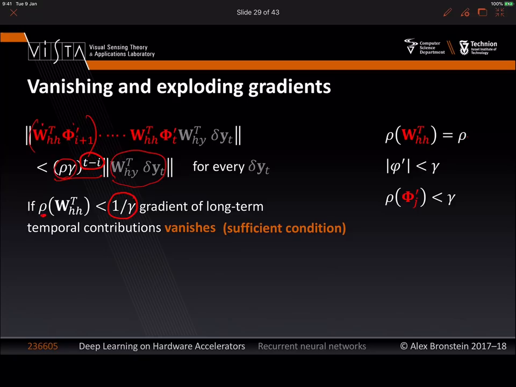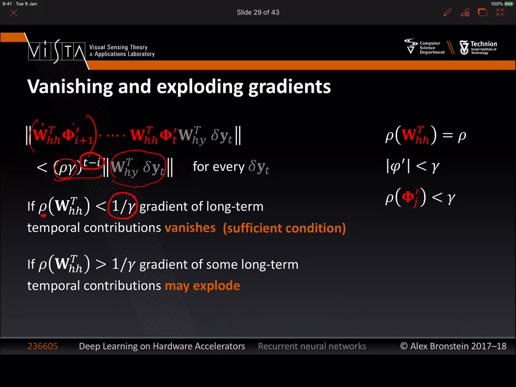Okay. Now we can reverse this statement, and we can say that if the spectral radius of this matrix WHH transpose, or WHH, doesn't matter, is bigger than 1 over gamma, there might be some directions, depending on the choice of this vector and this matrix, basically the direction of an eigenvector with an eigenvalue bigger than 1 overall, in which the length of the gradient might be amplified. It will be amplified exponentially, right? Because this quantity in that direction will be very big when we raise it to some big power. And this phenomenon is called exploding gradients. So instead of vanishing, the gradient magnitude will be amplified exponentially as we go backwards in time.